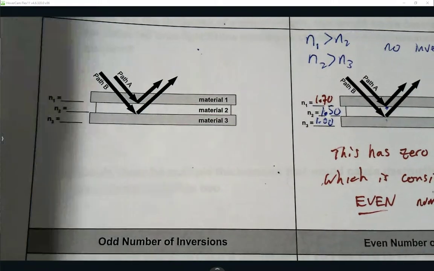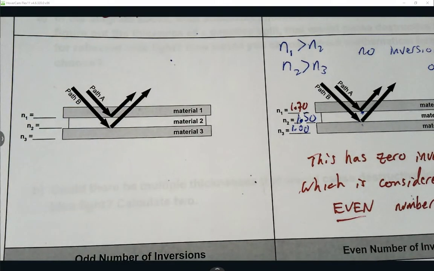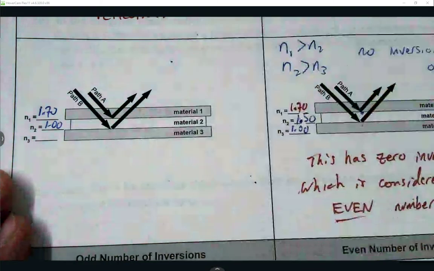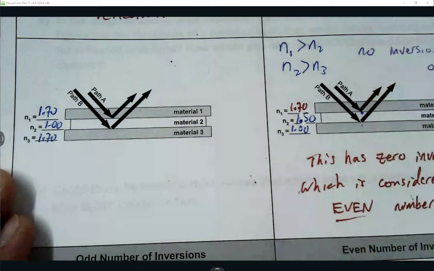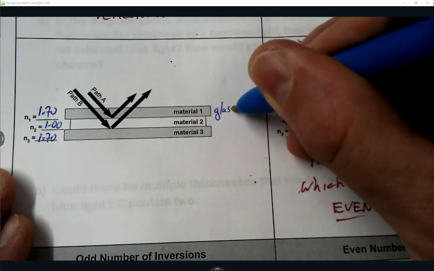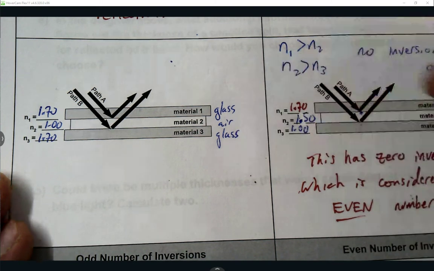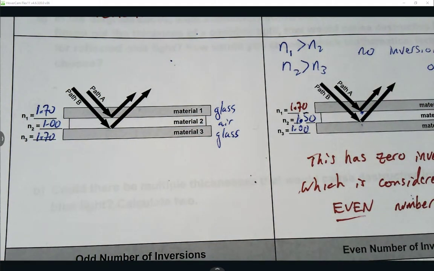Back over this way. One more permutation, and then we'll build our equation set conclusions. For this one, N1 is 1.70, N2 is 1.00, and N3 is also 1.70. This is the first example that we did in the previous part of the note: glass, air, and glass again. So this is air wedged between 2 sheets of glass. This is what we did a few minutes ago.